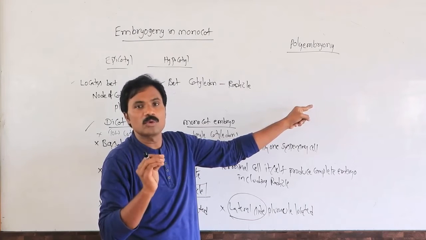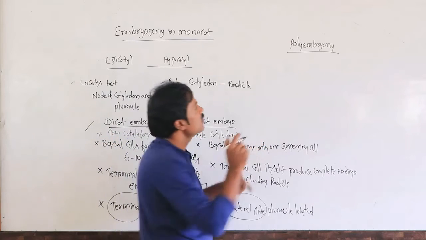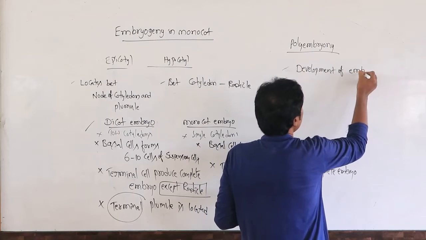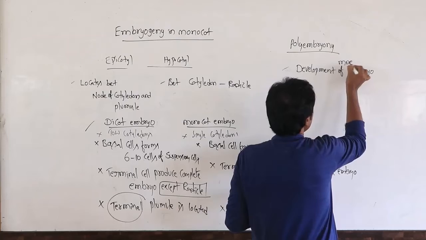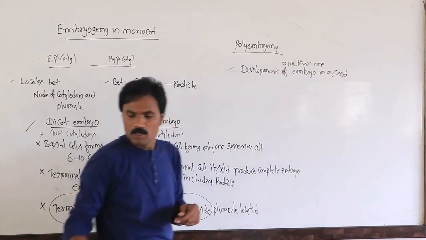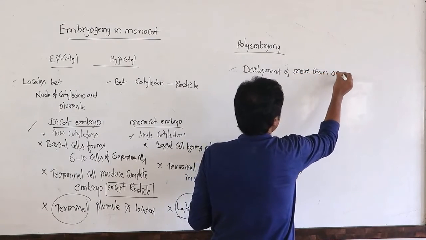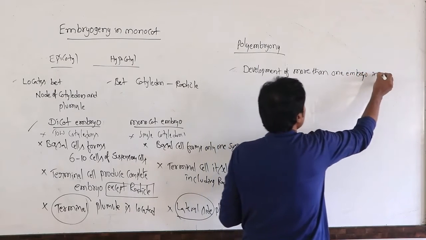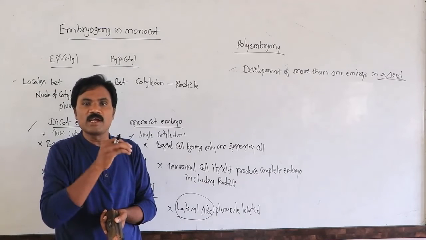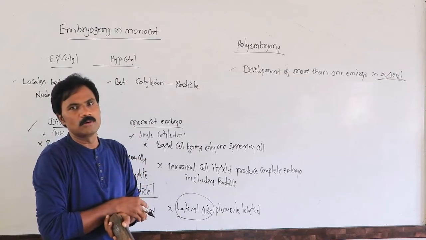Polyembryony means more than one embryo in a seed. So it is the development of more than one embryo in a seed. In one seed multiple embryos are present. How? Because of many pollen tubes entering. Normally one enters; if multiple enter, then there may be a possibility of this.